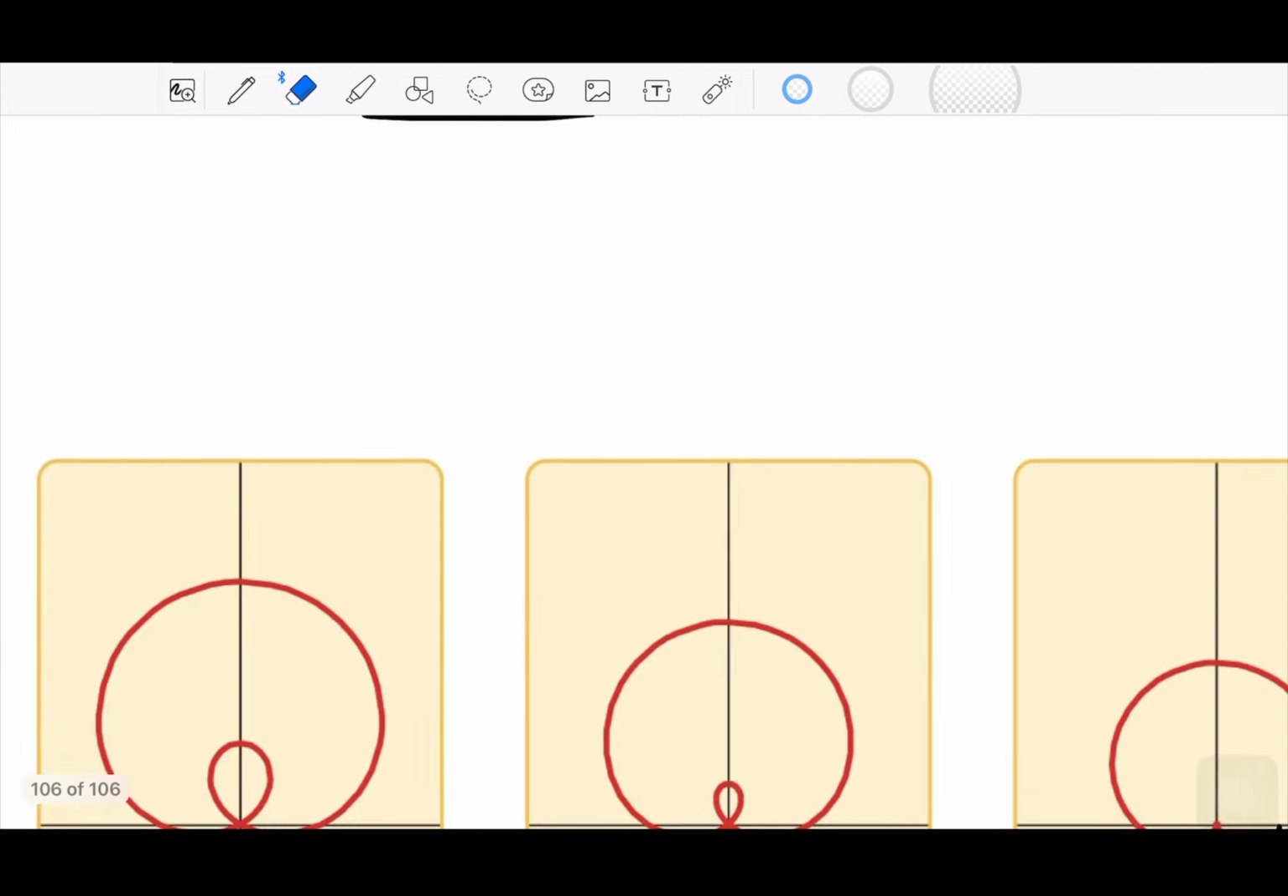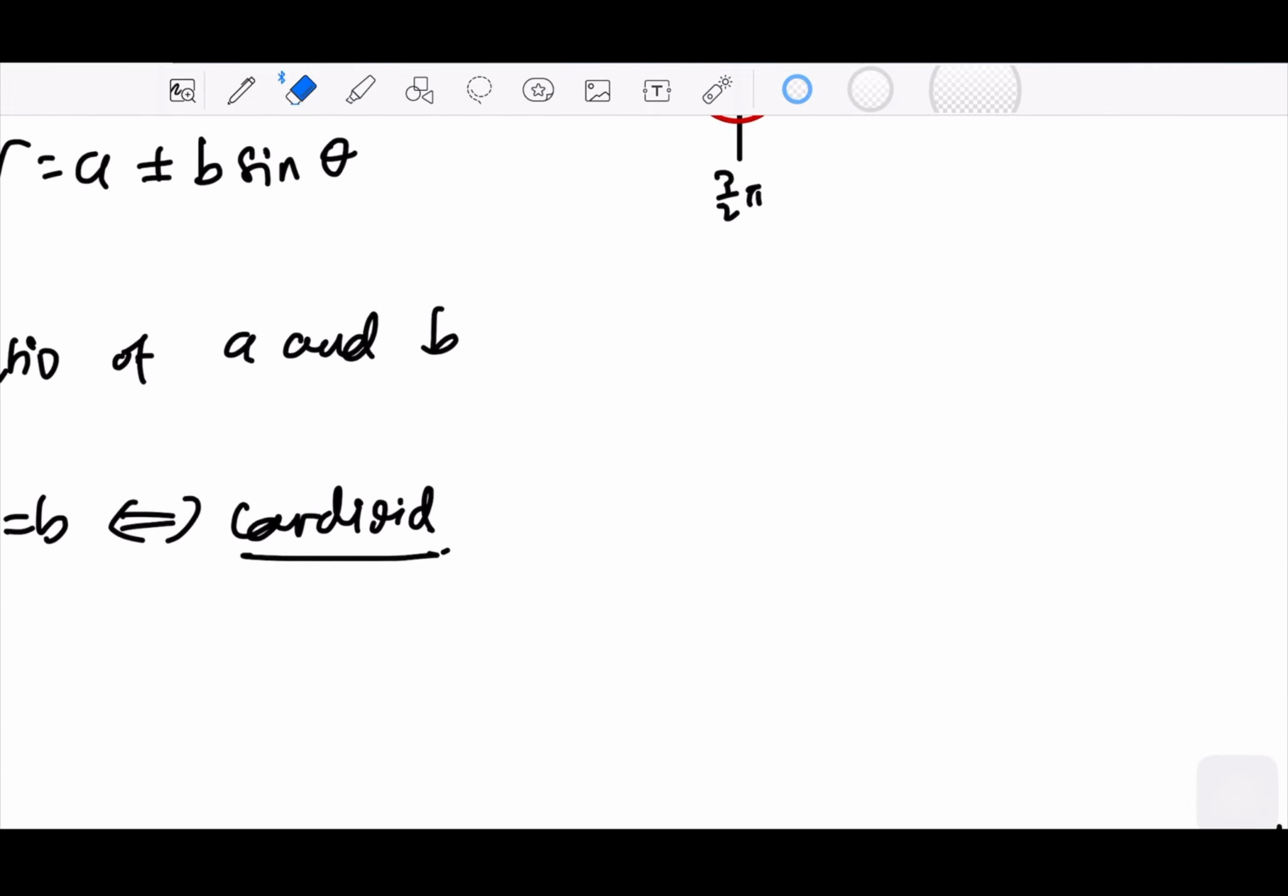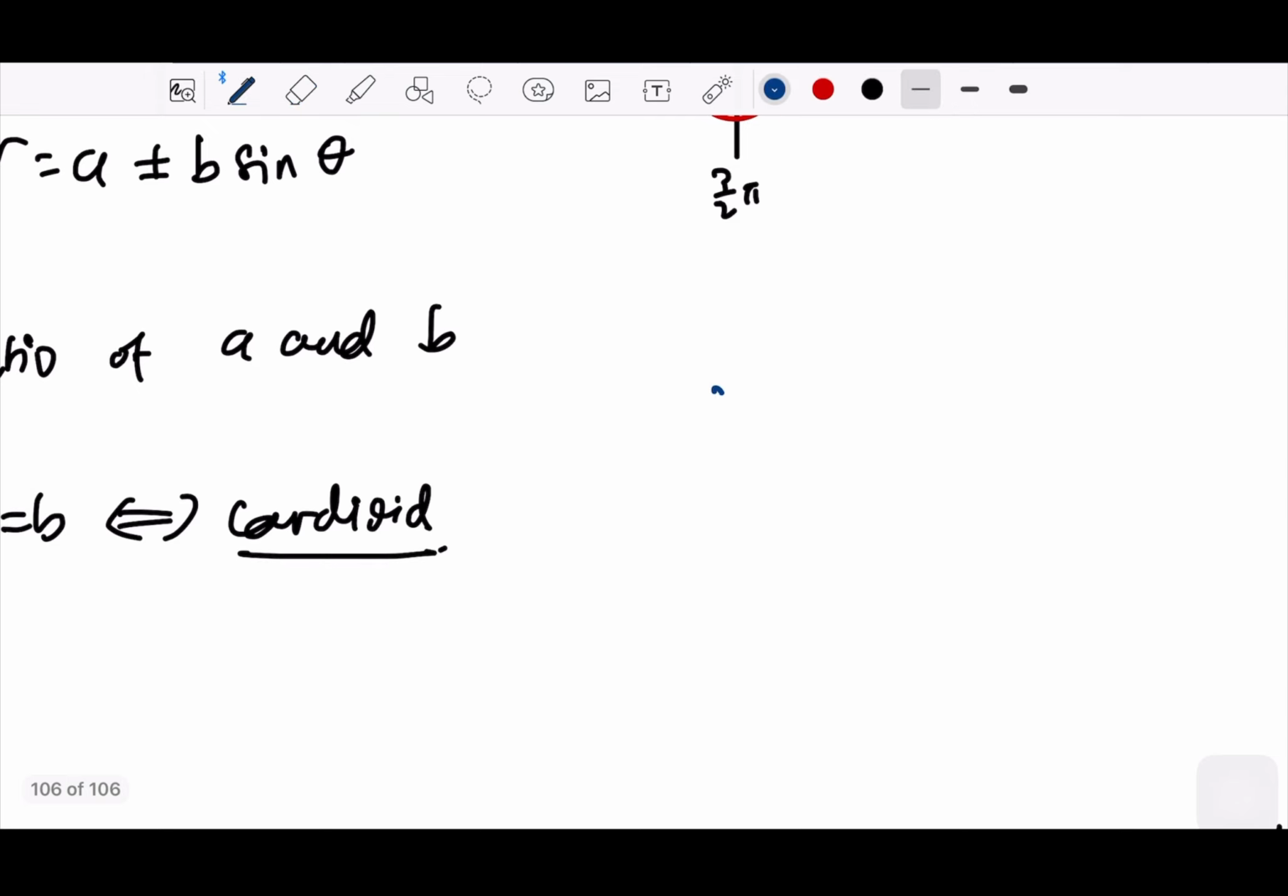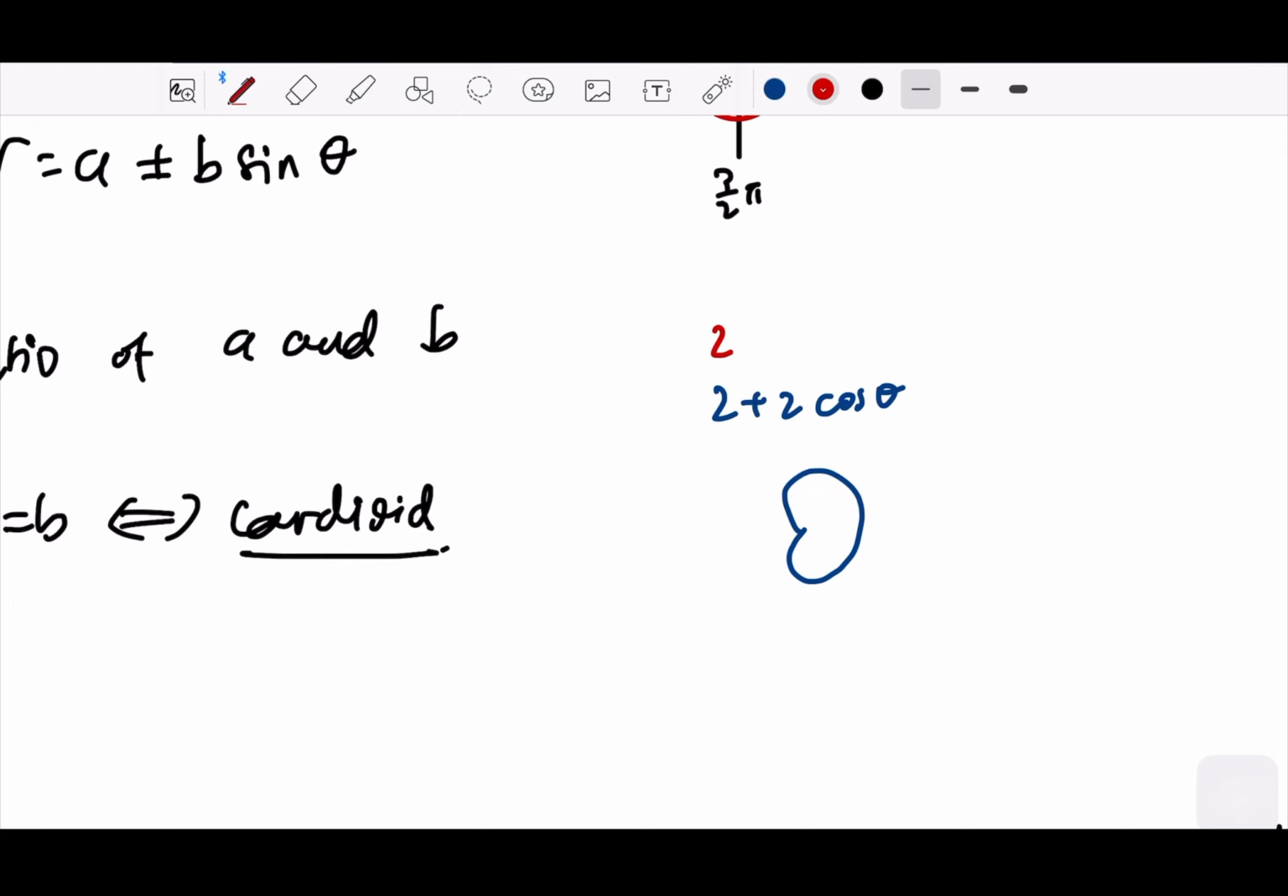So when we have the cardioid, for example, last time we had 2 plus 2 cosine theta, right? The cardioid becomes like this. Now if we have 2 minus 2 cosine theta, this will be the cardioid, like that.